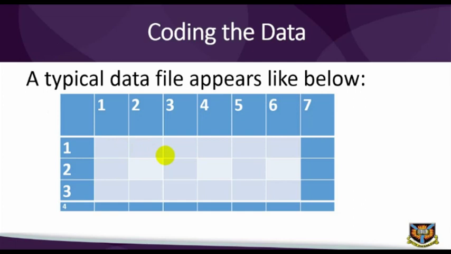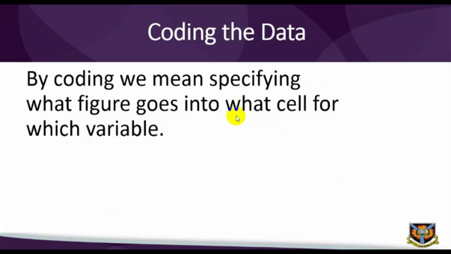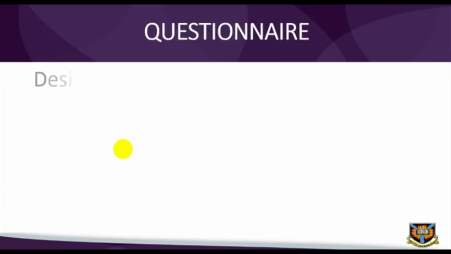1, 2, 3, 4, 5, 6, 7. 1, 2, 3, 4. The rows and columns are numbered serially, and there are several rows and several columns on a worksheet. The boxes are called cells. By coding, we mean specifying what figure goes into what cell for which variable. Let us use a typical questionnaire to illustrate coding technique.